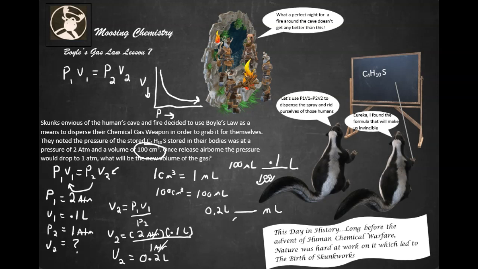Well, if you want to know what that was in milliliters and then in centimeters, you just go to milliliters. In this case, you're going to move it 3 spaces to the right. 1, 2, 3. So it's going to be 200 milliliters. Since 1 milliliter is equal to 1 cubic centimeter, this would also equal 200 cubic centimeters.